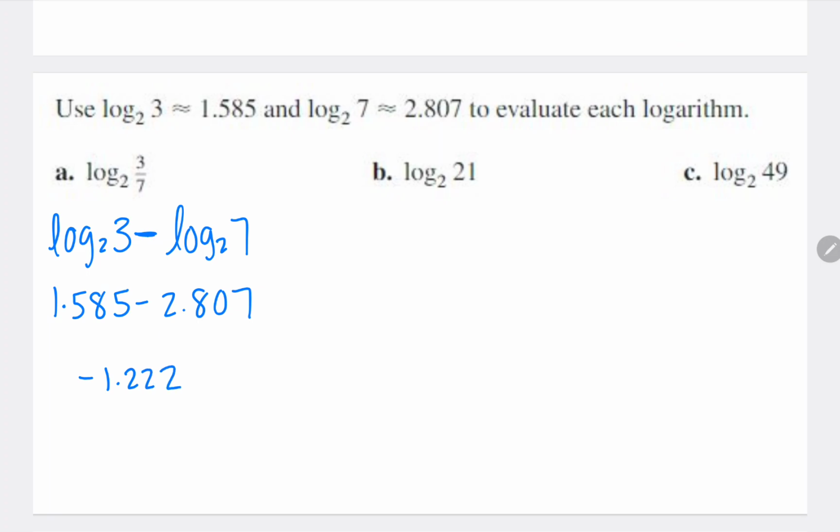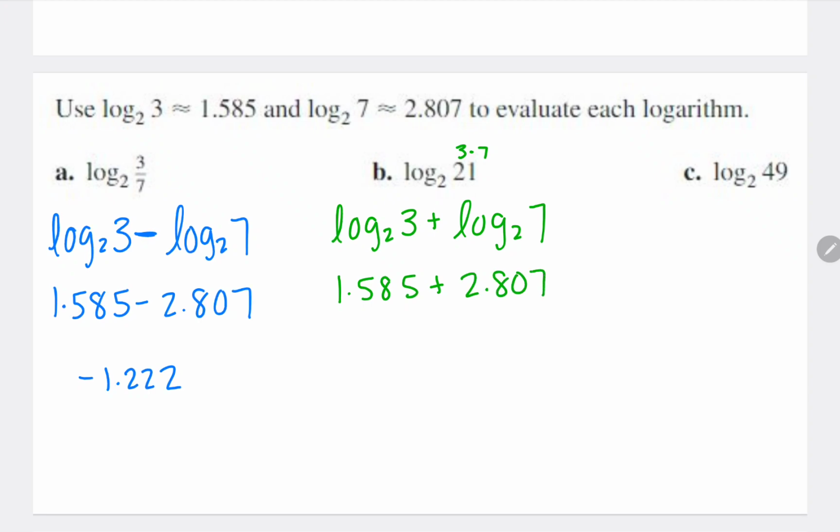The next one's not as obvious, but log base 2 of 21 is the product property because 21 is the same thing as 3 times 7. So we have log base 2 of 3 times 7. So using the product property, that's log base 2 of 3 plus log base 2 of 7. Log base 2 of 3 is 1.585 plus log base 2 of 7 is 2.807. And when I add those together, I get 4.392.